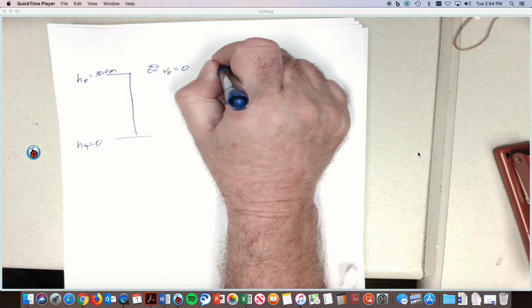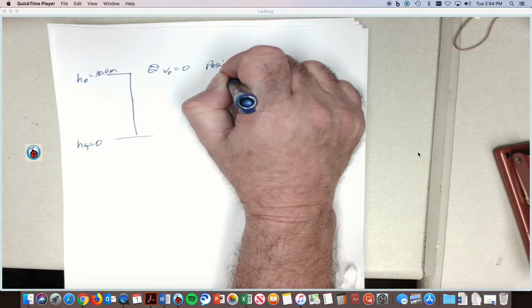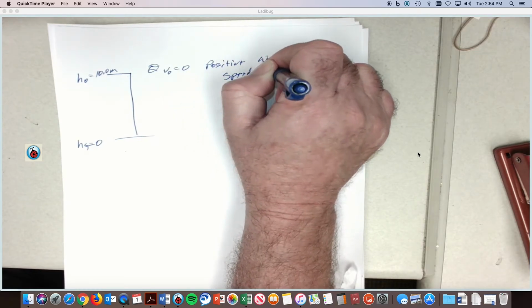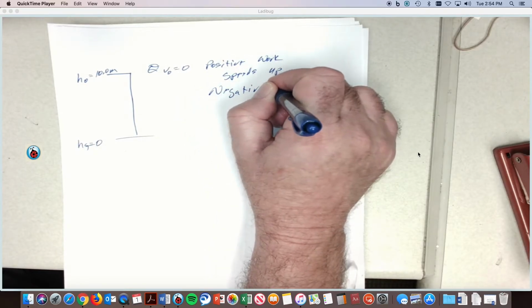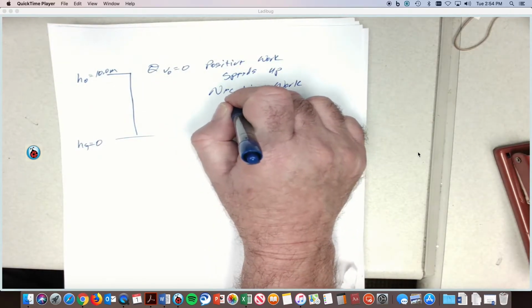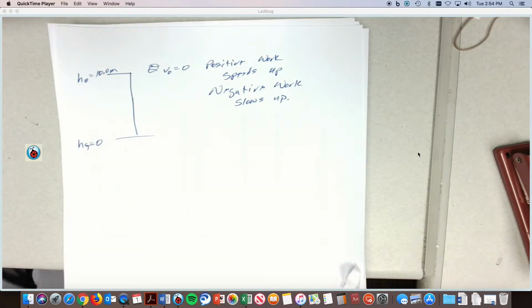So the key: positive work speeds up, negative work slows down. Easy as that. I've never taught it that way, but that's the way most human beings would look at it, besides physics people, because we get wrapped around the mathematics too much. But that explains what's going on here. It's going to speed up as it's falling down, and if we throw it up in the air, it's going to slow down until it comes to rest.